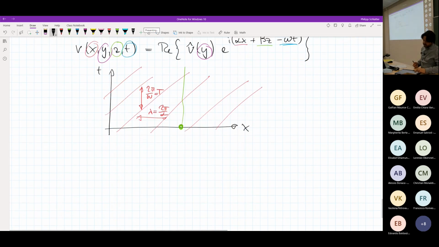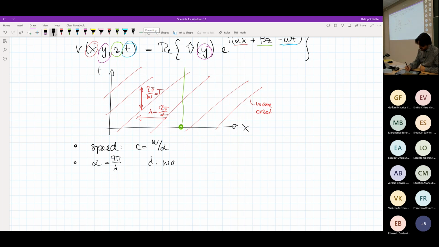But of course, as before for the Stokes problem, we can define a wave speed. That would be c equals omega divided by alpha. So that's the speed at which one of those wave crests would be passing by. And of course we have the alpha, which is just 2 pi divided by the wavelength lambda. So lambda would be the wavelength, and alpha would be the wave number.